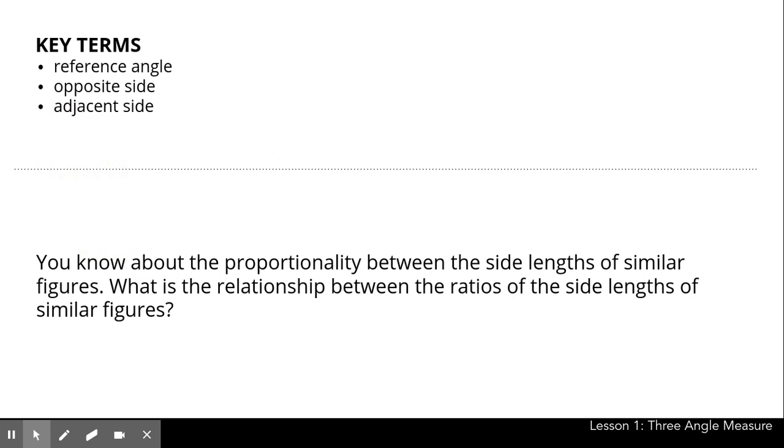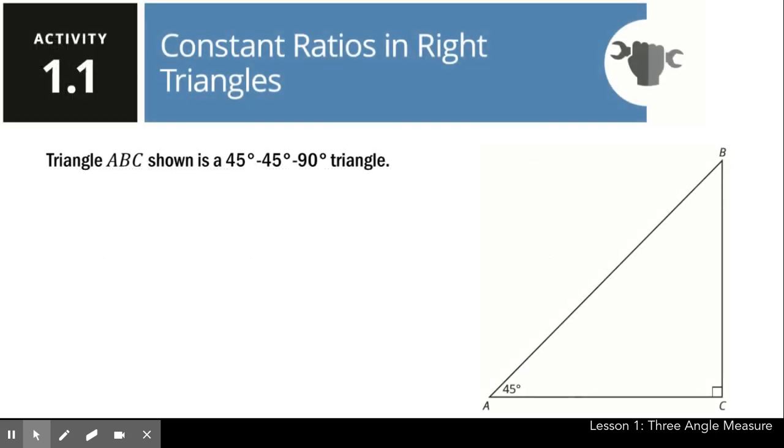So you know about the proportionality between side lengths of similar figures. What is the relationship between the ratios of the side lengths? So we've been pretty familiar, well, I shouldn't say familiar, but we've been exposed to 45, 45, 90 triangles, and you'll see that both angles are 45 degrees, and then since it's a right triangle, obviously the third angle is 90 degrees.